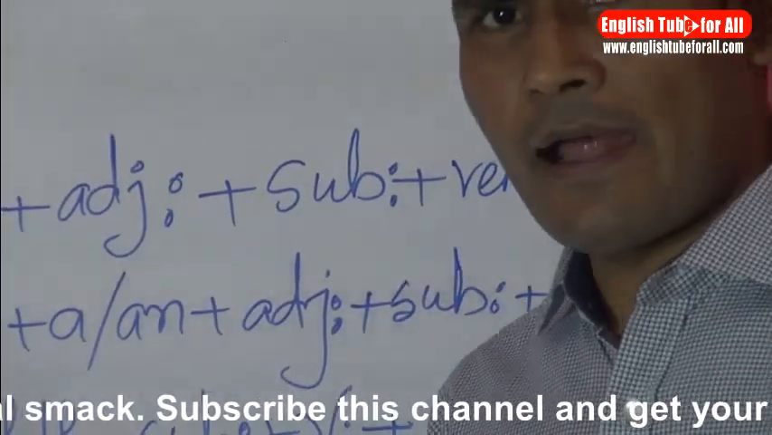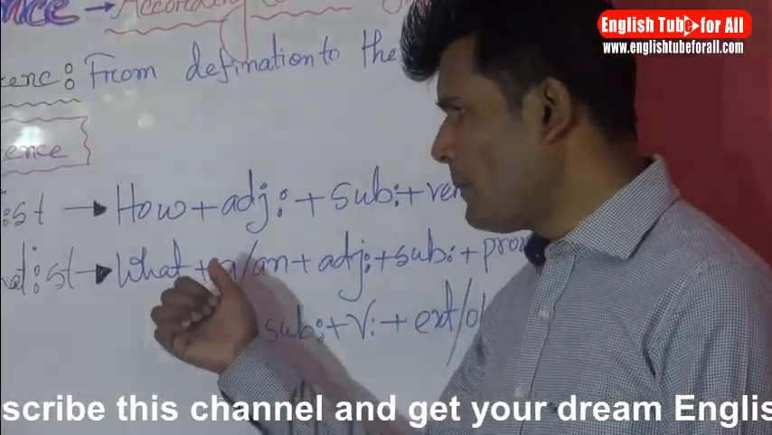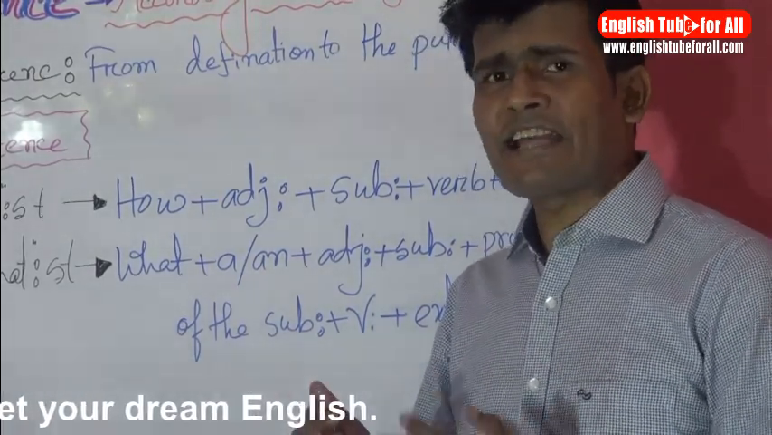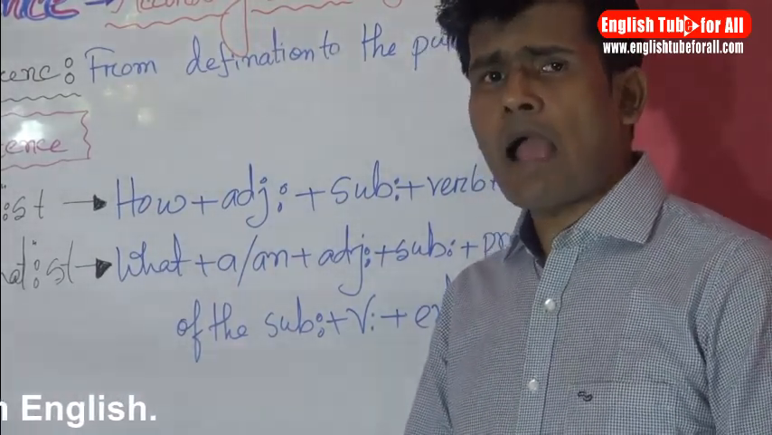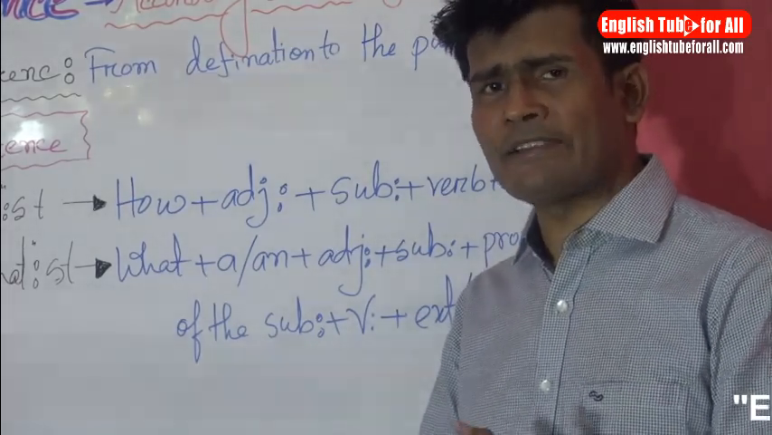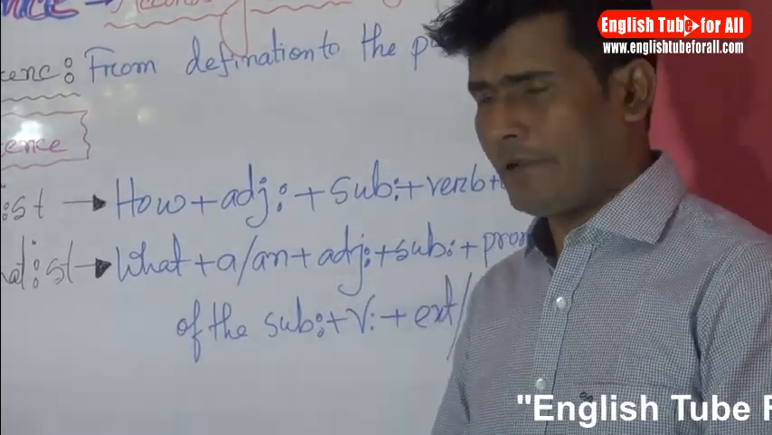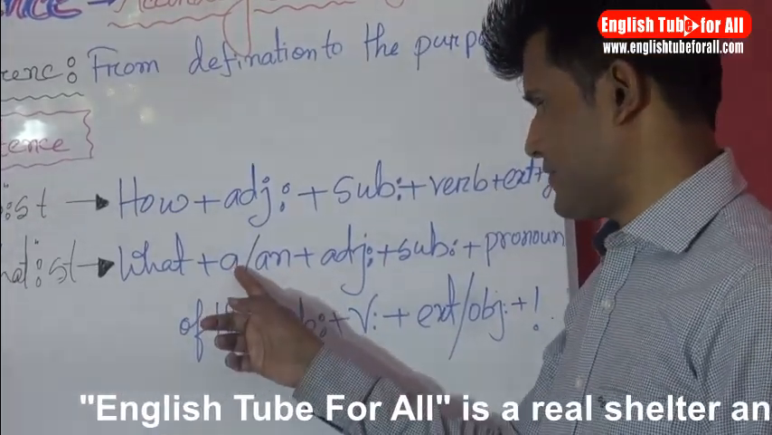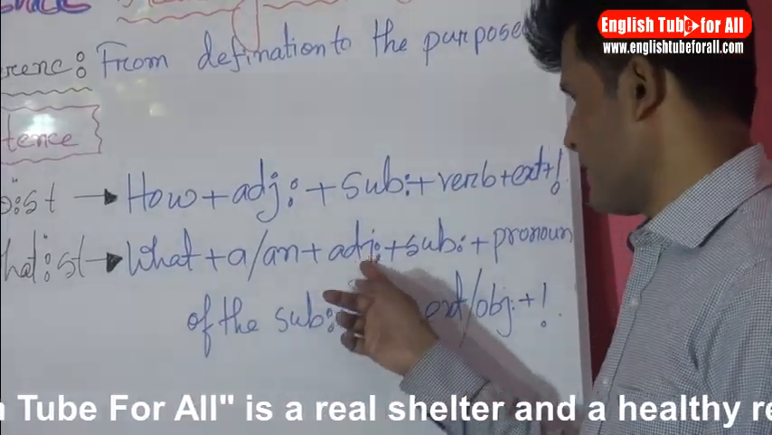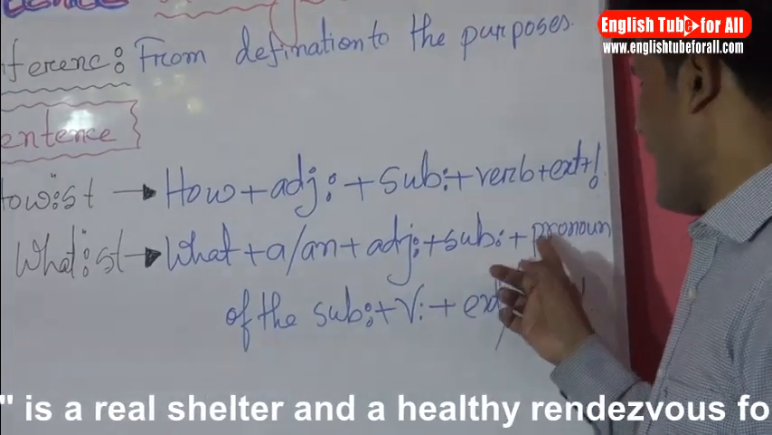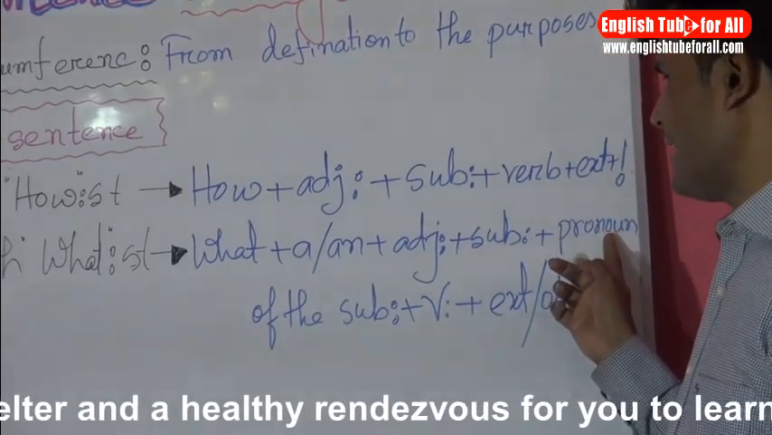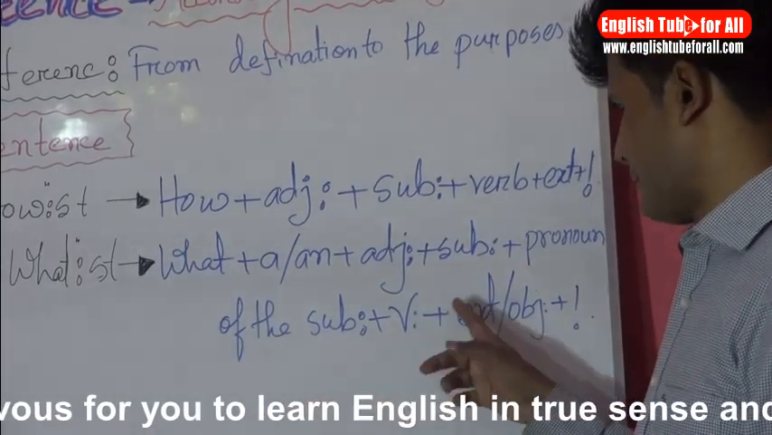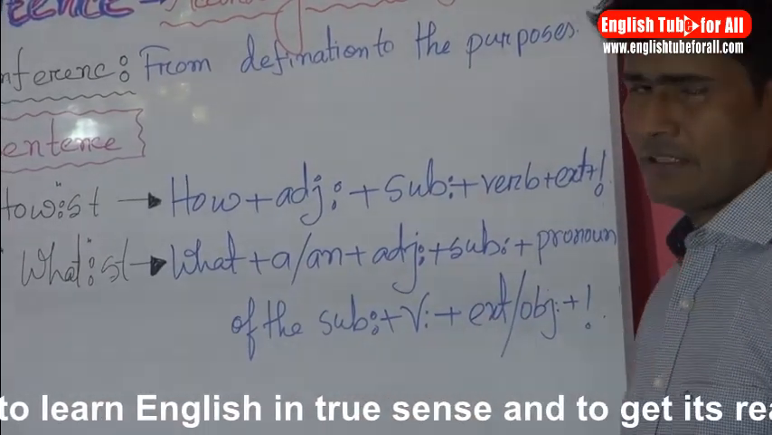You got it. Dear viewers, if I would like to make it much more clear to you with an example, that is, what a fantastic idea you have made, or what a fantastic idea you have brought for me. Look, what is from the structure? A is from the structure. Adjective, fantastic. Idea is the subject. And pronoun is, what a fantastic idea it is. It is the pronoun. Is the verb. And for me is the object or extension part.